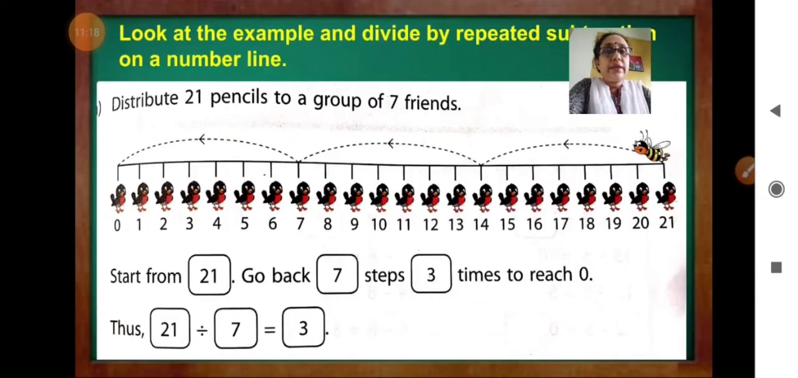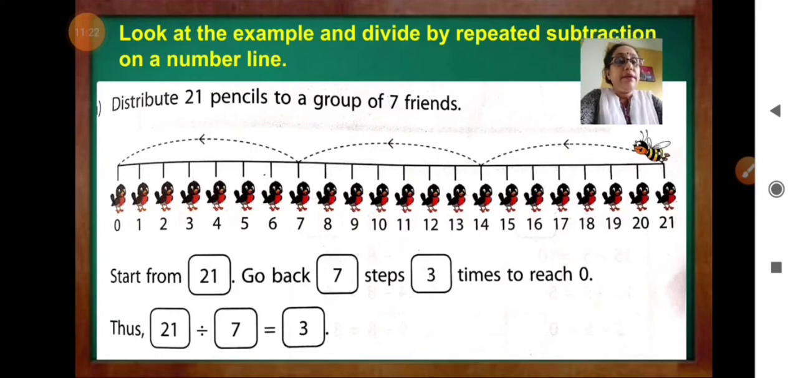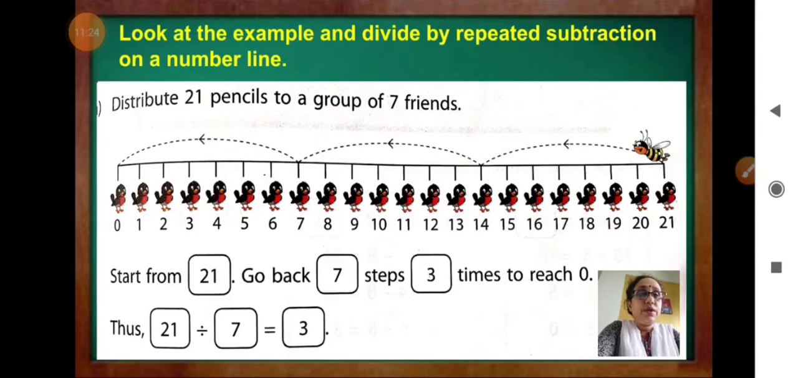Now, look at the example and divide by repeated subtraction on a number line. Earlier in your addition and subtraction lesson, you have done number line. So, in division also, we will be doing number line. Divide by repeated subtraction. Now, listen. Distribute 21 pencils to a group of 7 friends. 21 pencils are there and you have to distribute to a group of 7 friends.